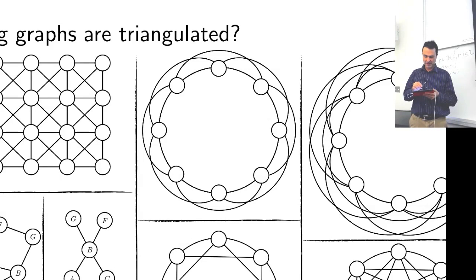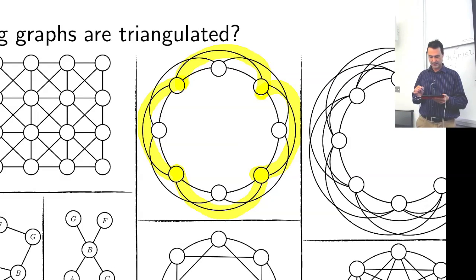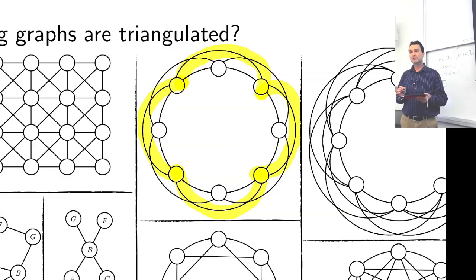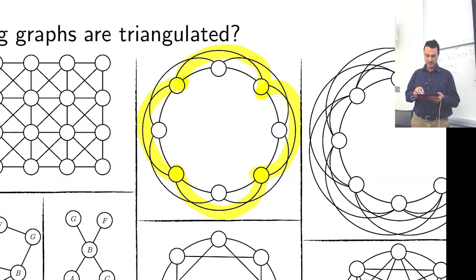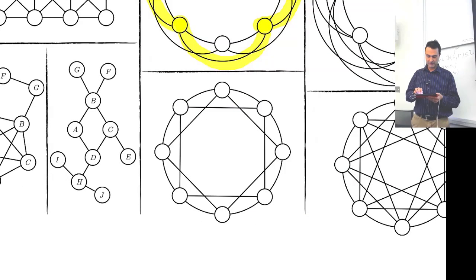Let's see if we can do this. If we take this, 4 corners, this, and this, and this. Is that a cycle? Yes. Is there a chord? No. That's not triangulated.